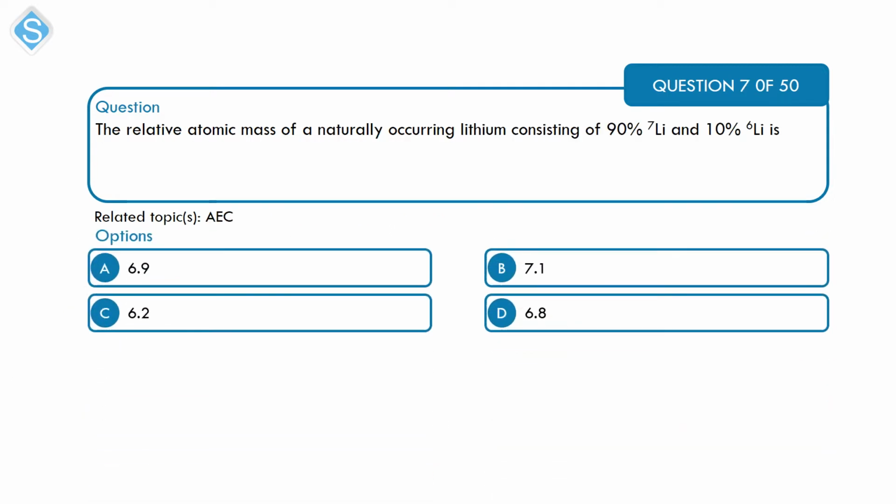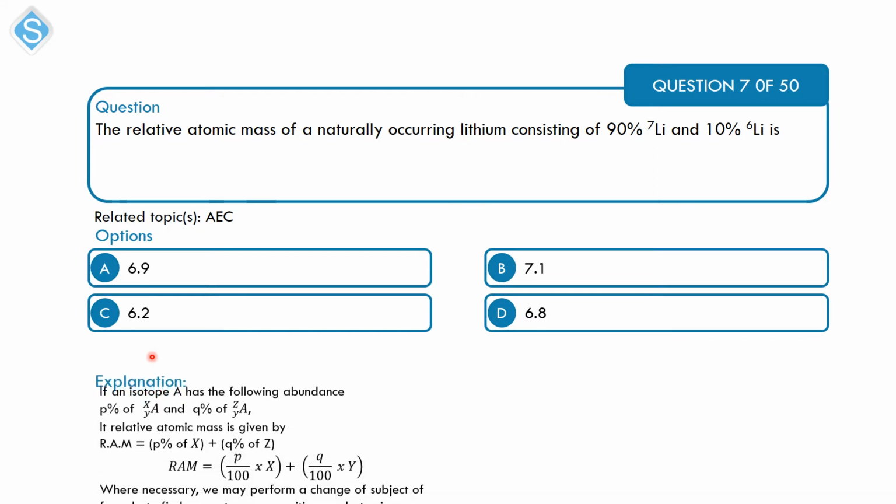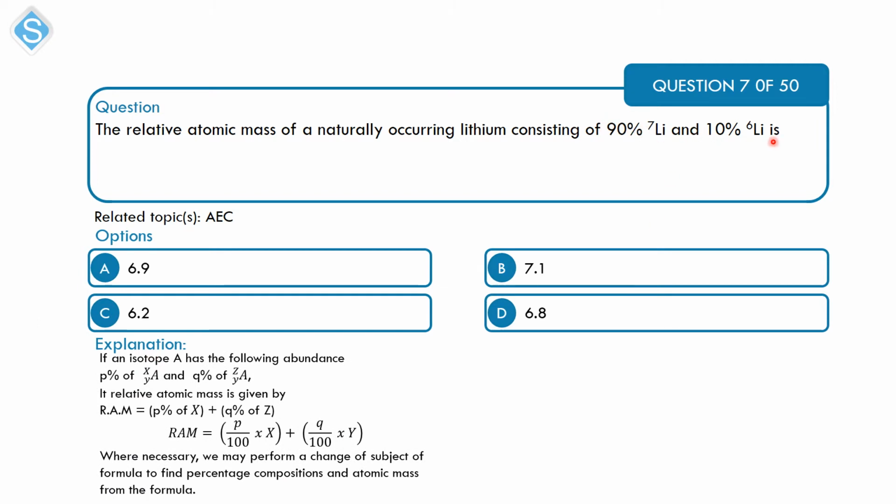Next is a question on atoms, elements, and compounds. The relative atomic mass of a naturally occurring lithium consisting of 90% 7 lithium and 10% 6 lithium is, you have A 6.9, B 7.1, C 6.2, and D 6.8. So what we have here are the isotopes of lithium, 90% 7 lithium and 10% 6 lithium.